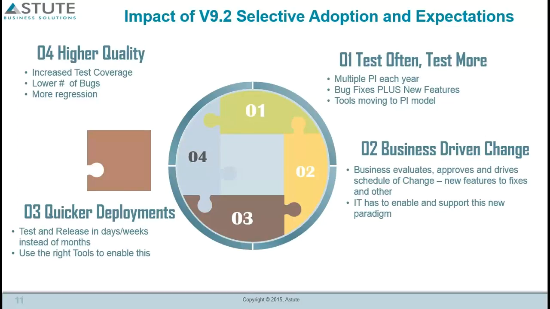Then you have business-driven change. The business is excited about 9.2, not just because the look and feel has changed and some screens are slick now, but because there's genuinely new functionality that can change the business. It can bring more efficiencies in. It can eliminate customizations in some places and so on. So the business is looking ahead at some of these newer features.